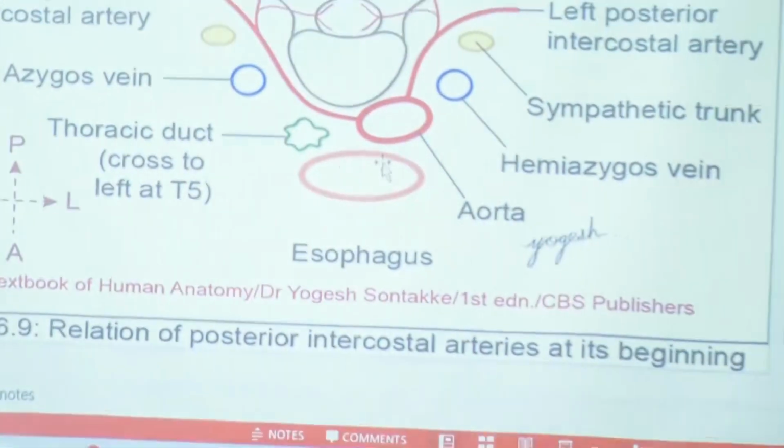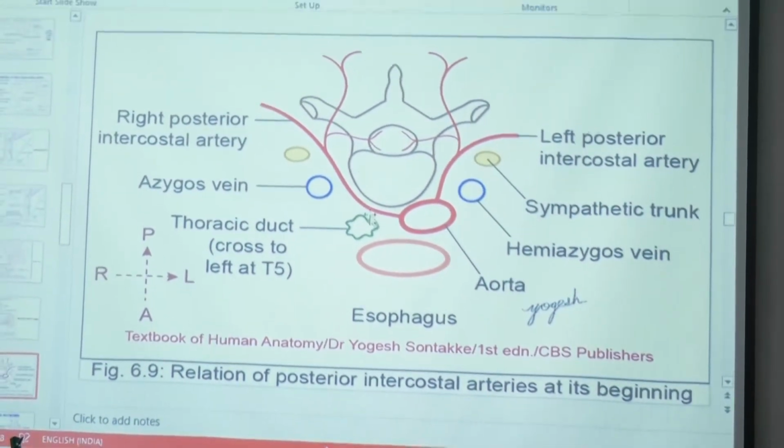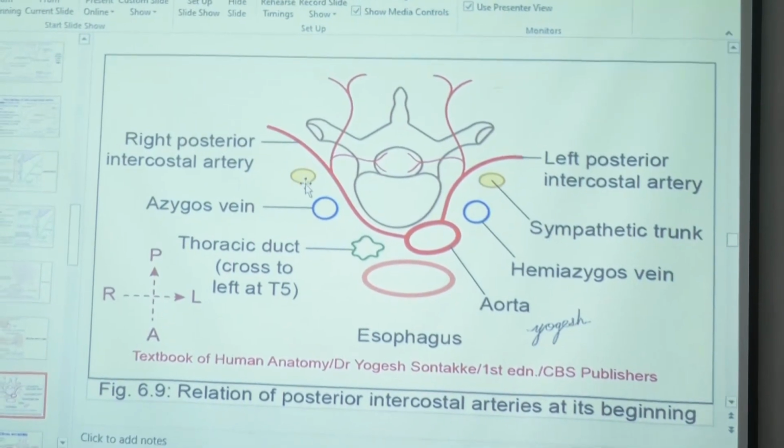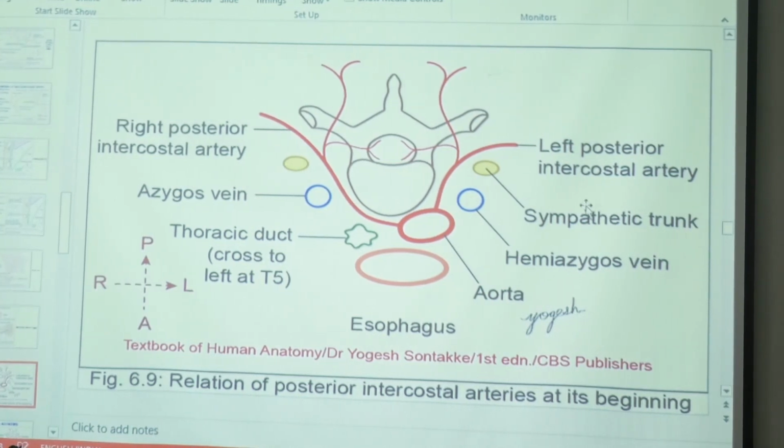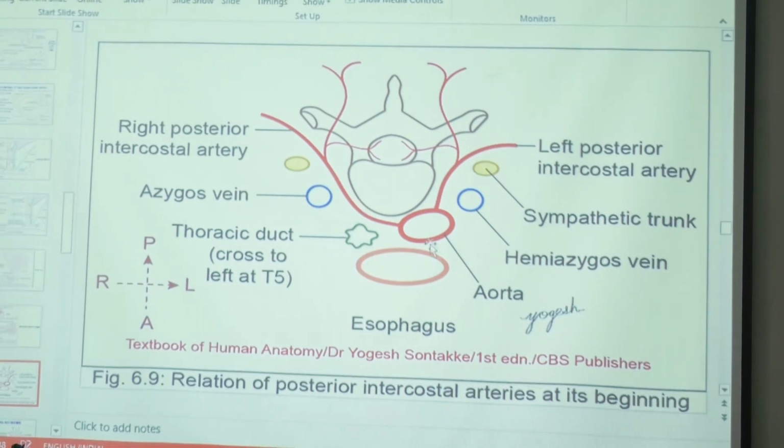Here you can see the right posterior intercostal artery. The aorta is lying on the left side, so the length of this right posterior intercostal artery is more because the artery has to cross in front of the vertebral body and go from left to right. And here is the left posterior intercostal artery. Here is the sympathetic trunk. On the left side there is the hemiazygos vein, on the right side there is the azygos vein, and here is the thoracic duct, and in front of the aorta here is the esophagus.